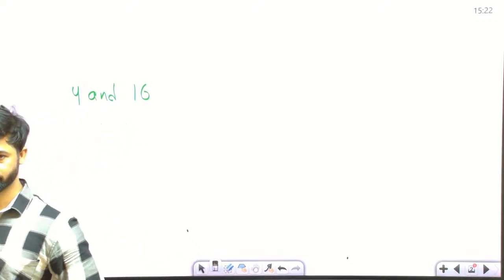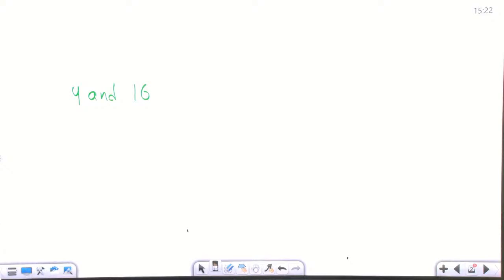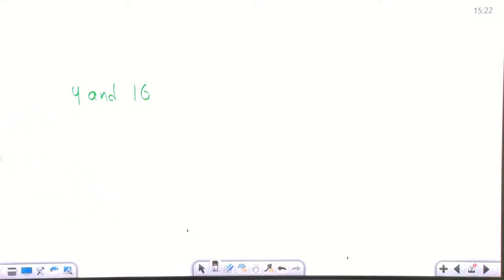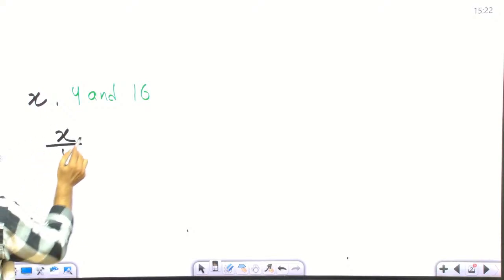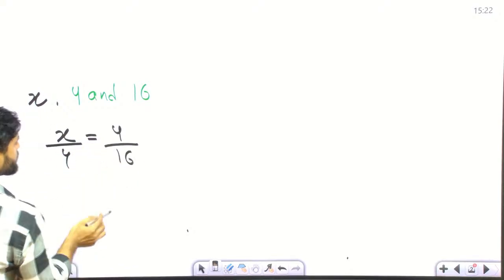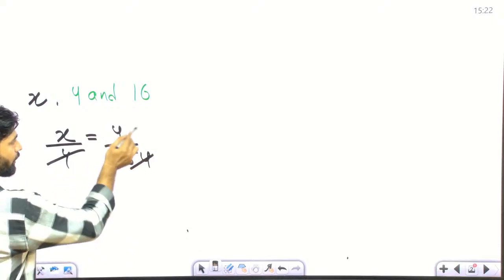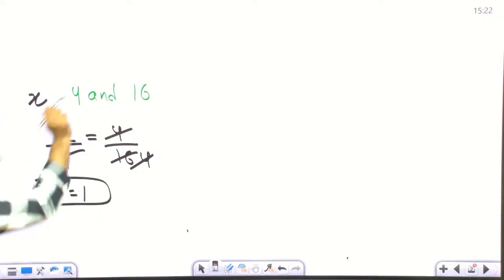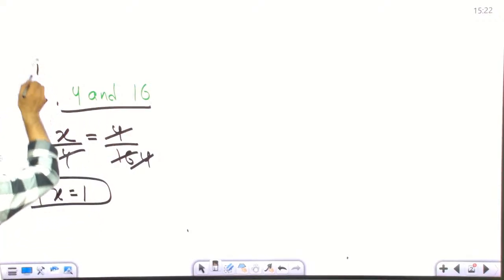Everybody is getting the same answer, that is 1. Now you have that question and he is asking for the first proportion. So x must be on which position? First. And after that the arrangement will be x by 4 equals to 4 by 16. 4 into 4 and 4 4. x is 1. It means the first proportion to 4 and 16 will be 1.